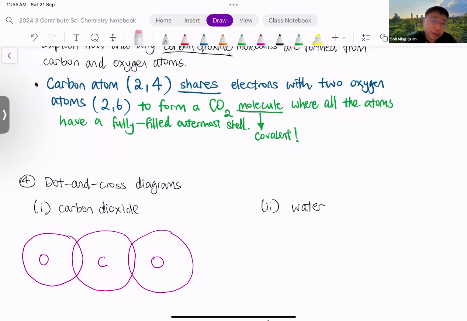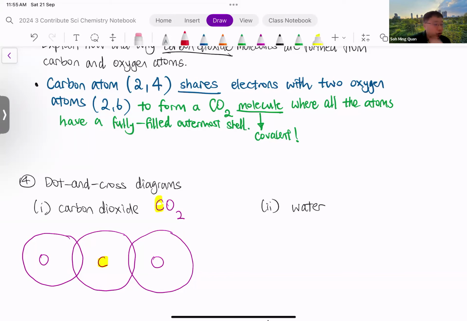I overlap the shell first. You notice that I have placed carbon in the middle. The element in the middle must be the one that has less of it in the molecule. So if you look at the formula, CO2, there is 1 carbon, 2 oxygen. Therefore, the carbon goes to the middle, because carbon only has 1, oxygen you have 2. All right? Next, once you have done that, you know carbon is in the middle, oxygen is at the side.